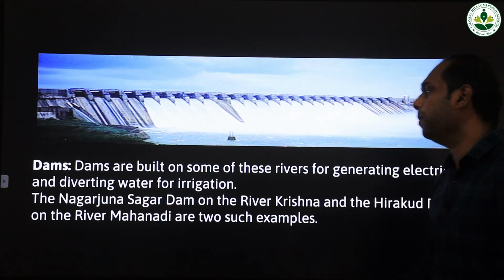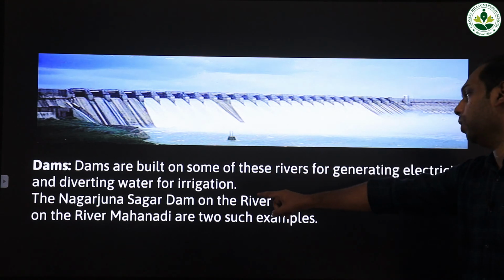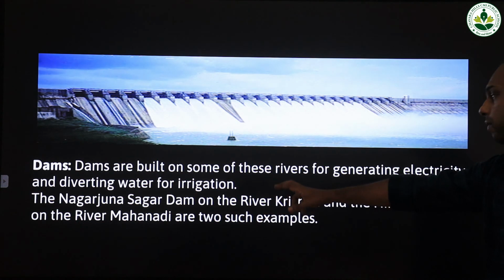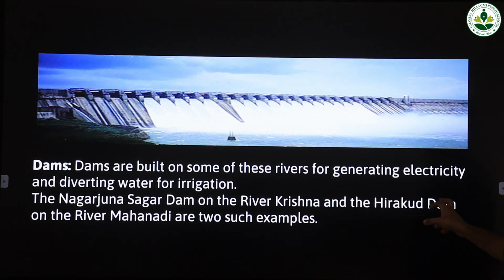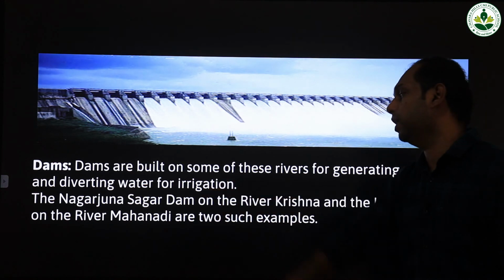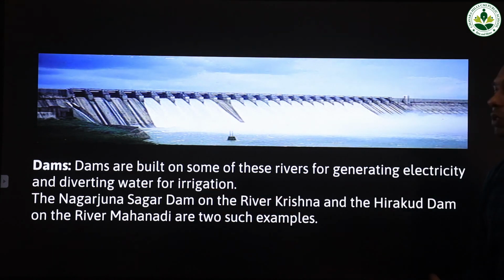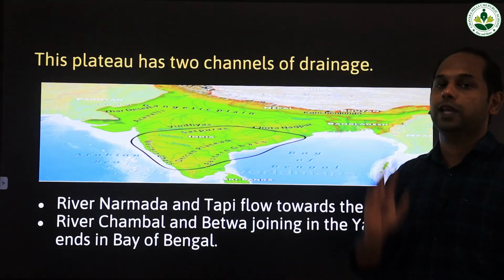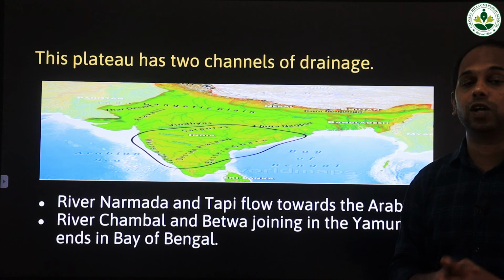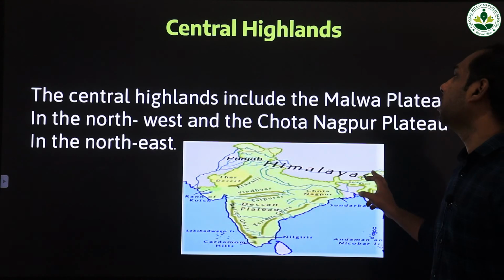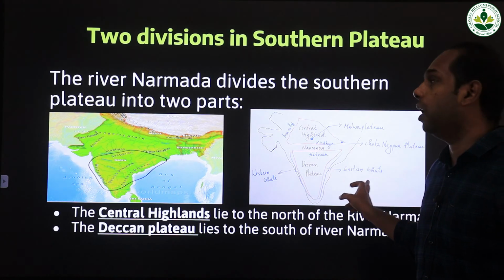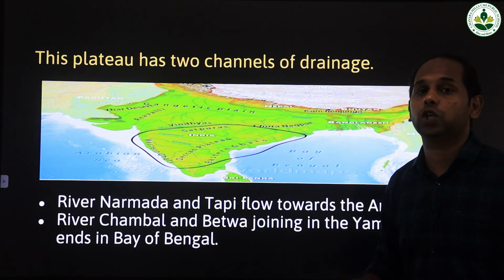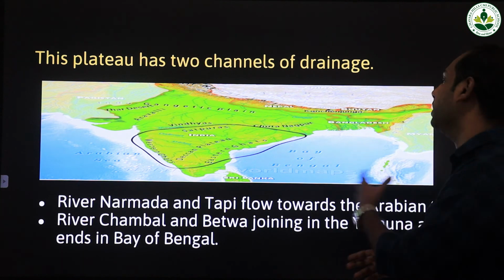What is the name of this dam? The Nagarjuna Sagar Dam on the river Krishna. So the Nagarjuna Sagar Dam built on the river Krishna and the Hirakud Dam built on the river Mahanadi are the two examples of dams in the Deccan Plateau. In today's class, we have studied the two divisions of the Southern Plateau, the Central Highlands and the Deccan Plateau, and we have also studied the different features and importance of these.